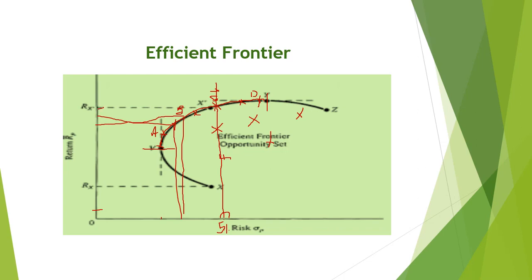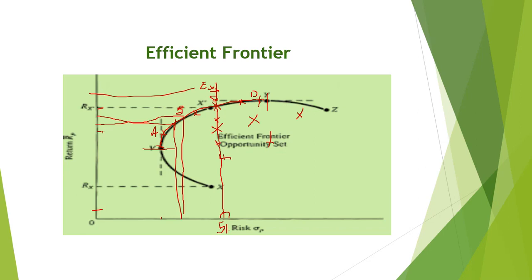You can't get more. If you move above C, to a point we call E, it is in the unattainable part. This is not possible. So point C gives the maximum return for a given level of risk, and the returns below the C line are less than the return at point C.